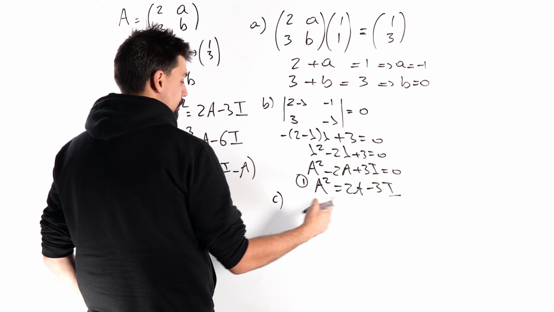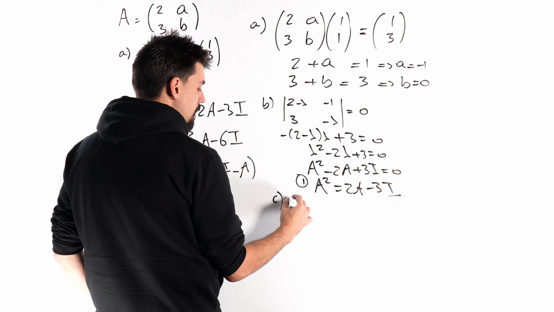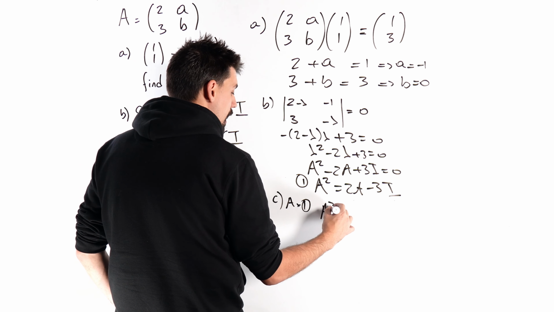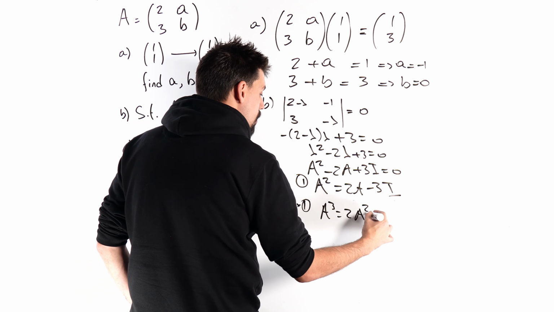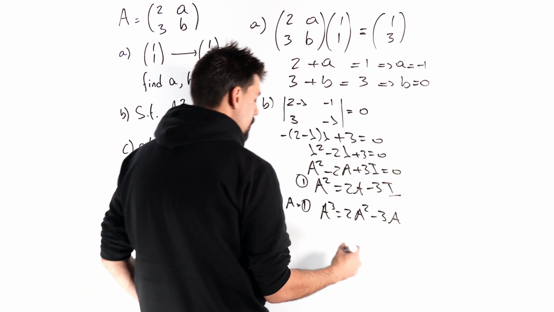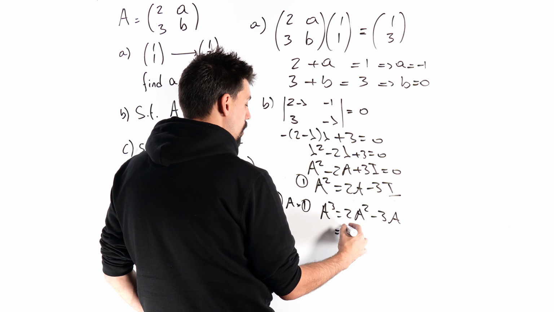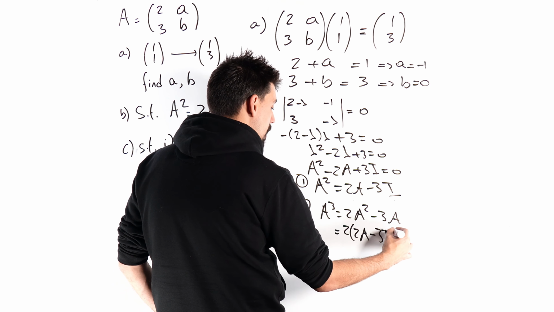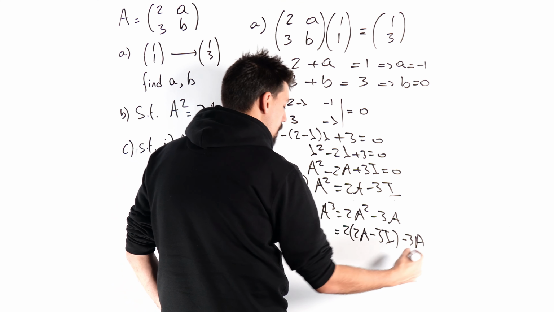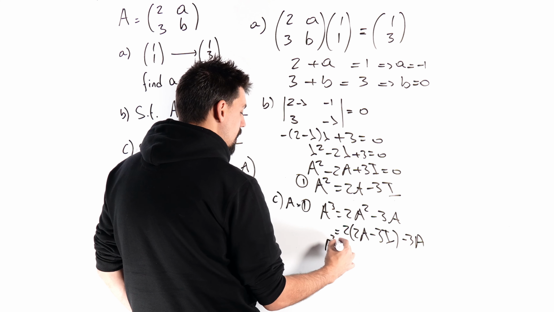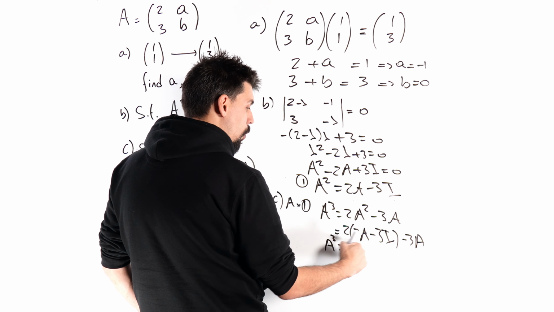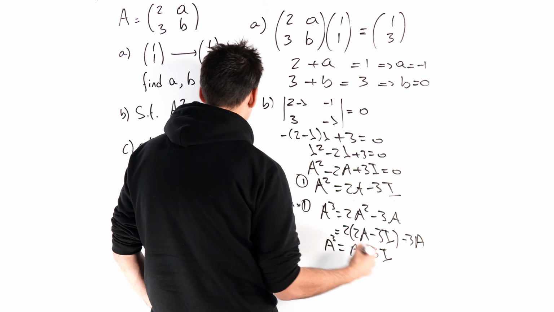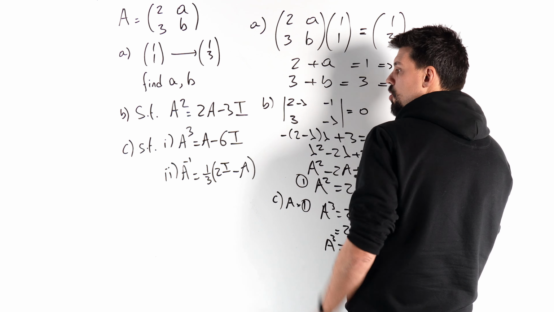Let's go. We're going to multiply equation 1 by A. So that will give me A cubed. It's 2A squared minus 3A. Now, A squared, though, by equation 1, that is 2A minus 3I, minus 3A. So that tells me that A cubed is 4A minus 3A is A minus 6 times the identity. Skubadoosh!